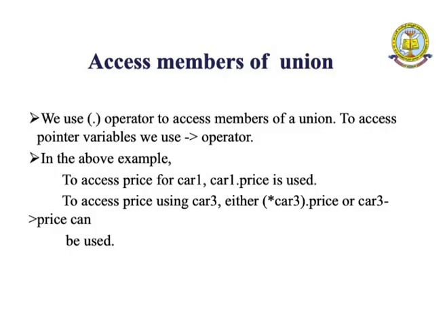And how can we access the union members? Union members can be accessed the same way as structures. You can use two operators, the dot operator and the arrow operator, which is used with a pointer variable. So, in the above example, to access the price of the car, I can use car1.price, and to access the price of car3, I can use car3->price or (*car3).price. These are the two ways to access the union members.